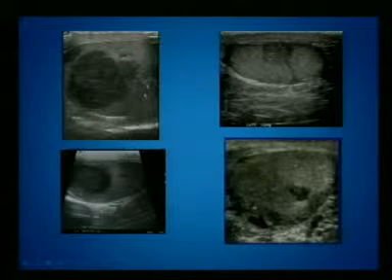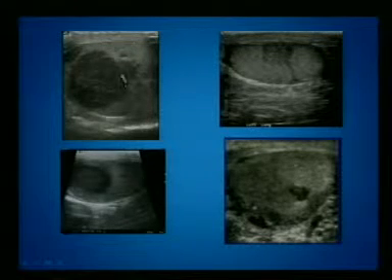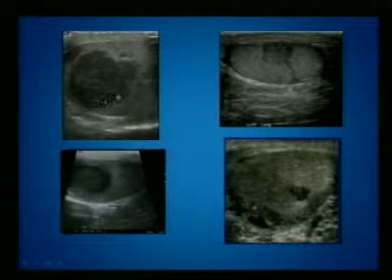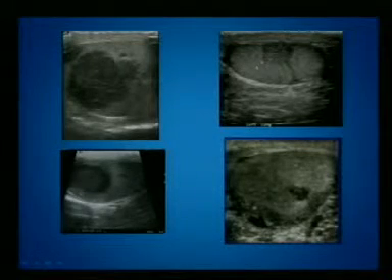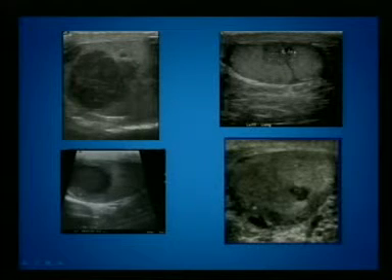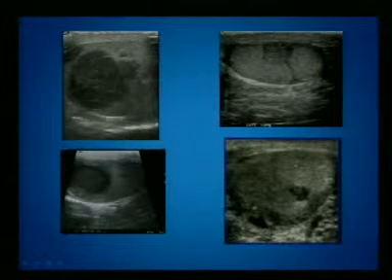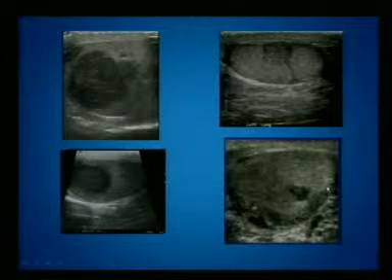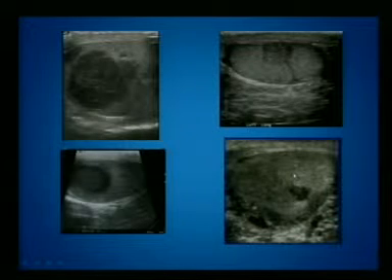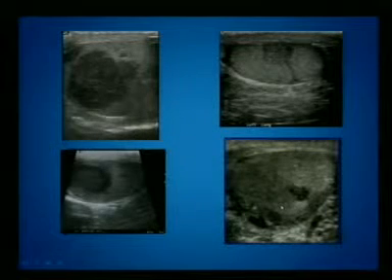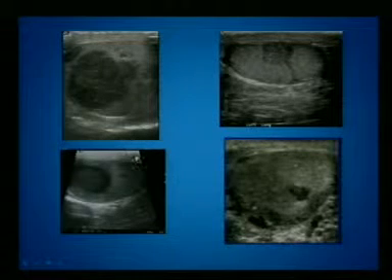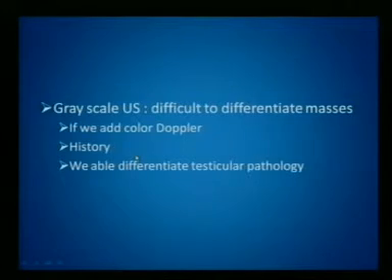For example, in this patient, you have a mass in the testis that is a little bit homogeneous with some calcification, and another homogeneous mass, this one looks like a cystic mass, and another mass. With grayscale, we cannot differentiate what each of these is. But if we add the history and the color Doppler, it will help us in the differentiation of these masses.